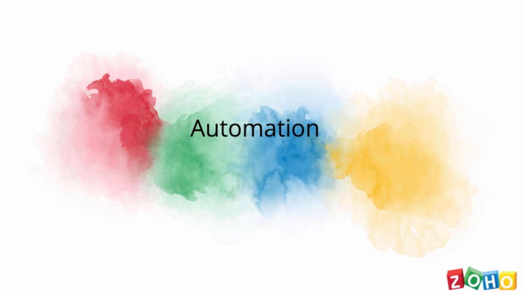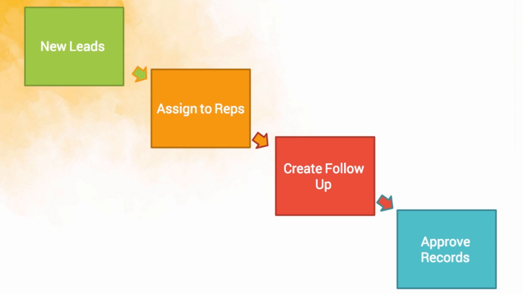All right, so we want to talk about automation for a few minutes and look at some of the benefits to automating some of your processes in Zoho CRM, and then what's possible, like what kinds of things you can automate inside your CRM system.